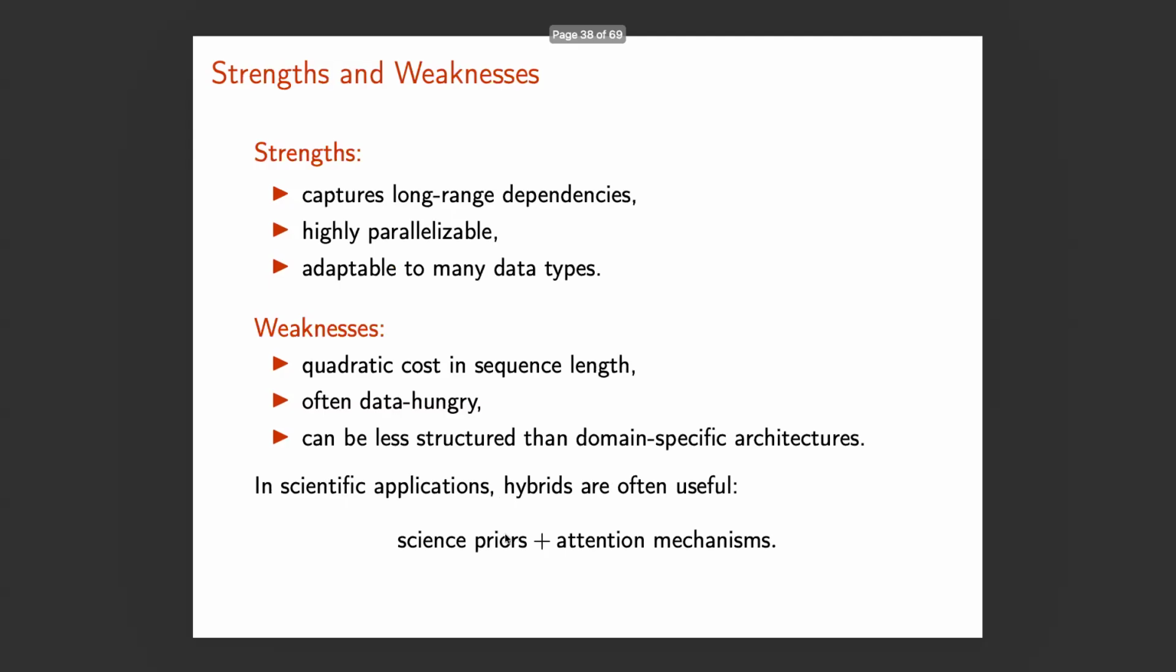The strengths and weaknesses are also important. When somebody says that my method is much better than all the other methods, that's when all alarm bells should be turned on and you should be suspicious. Every method has its pros and cons. The strength is that it's highly parallelizable, which is something we haven't discussed. It's adaptable to many data types, and it captures long-range dependencies.